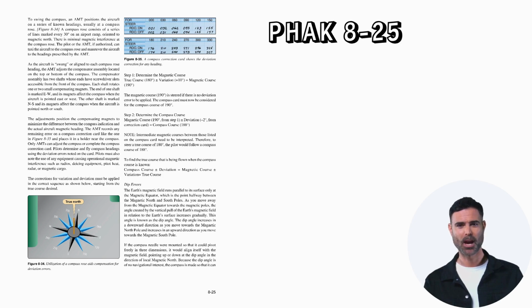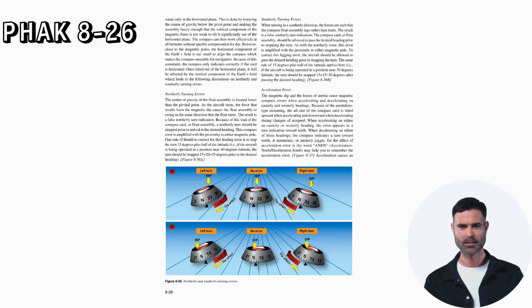If the compass needle were mounted so that it could pivot freely in 3 dimensions, it would align itself with the magnetic field, pointing up or down at the dip angle in the direction of local magnetic north. Because the dip angle is of no navigational interest, the compass is made so that it can rotate only in the horizontal plane. This is done by lowering the center of gravity below the pivot point and making the assembly heavy enough that the vertical component of the magnetic force is too weak to tilt it significantly out of the horizontal plane. The compass can then work effectively at all latitudes without specific compensation for dip.